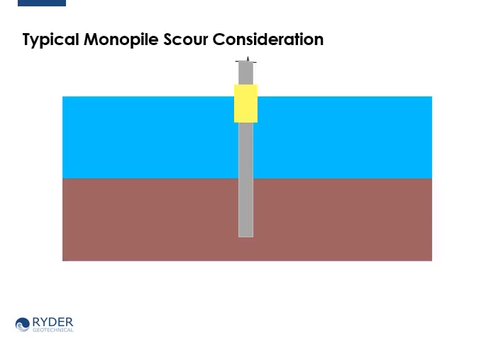When we look at typical monopile scale considerations, we can see here the transition piece, the yellow block at sea level, with the monopile installed into the seabed, the brown area. If the site is mobile, then the scour depth can be calculated based on particle size distribution, current velocity, angularity, and water depth, and is typically in the region of between 1 to 2.4 times the pile diameter.